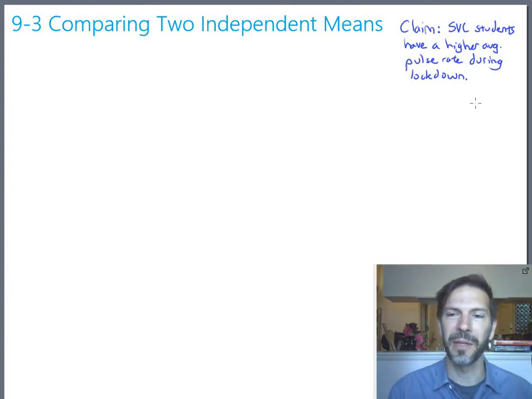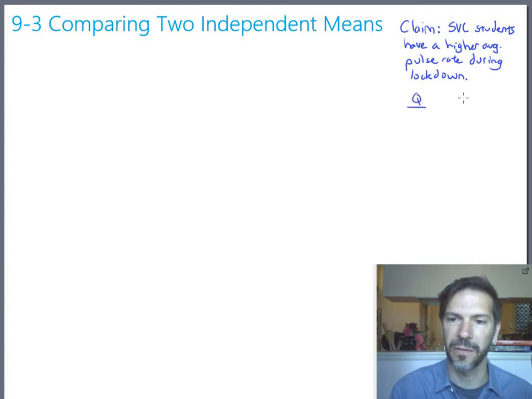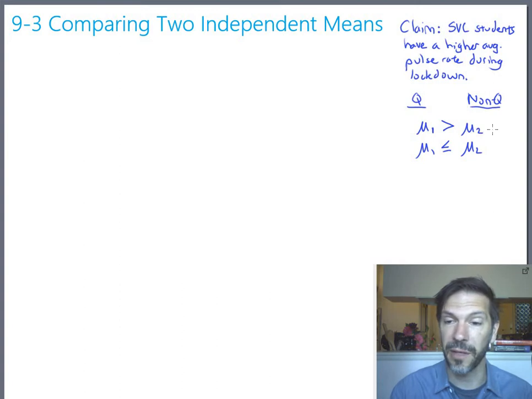Okay, so let's set up some hypotheses. We're going to say quarantine and non-quarantine. And the claim was that the average, the mean, during quarantine is higher or bigger than the average during non-quarantine. The opposite claim, of course, would be that the average during quarantine is less than or equal to the average during non-quarantine times.